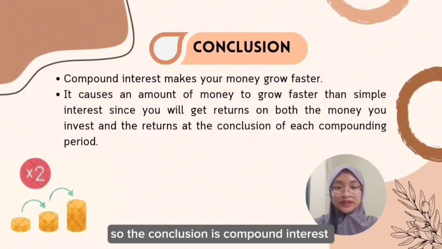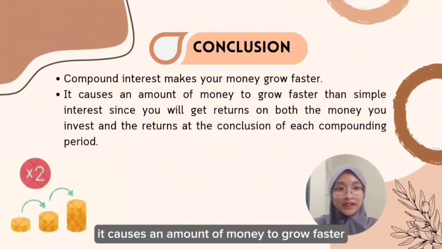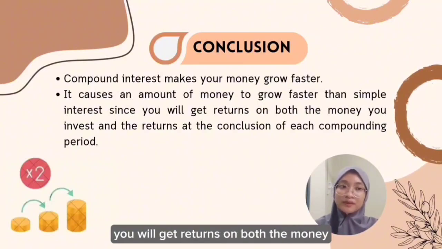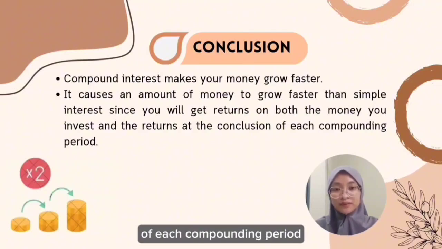So, the conclusion is compound interest makes your money grow faster. It allows your money to grow faster than simple interest, since you will get a return on both the money you invest and the returns at the conclusion of each compounding period.